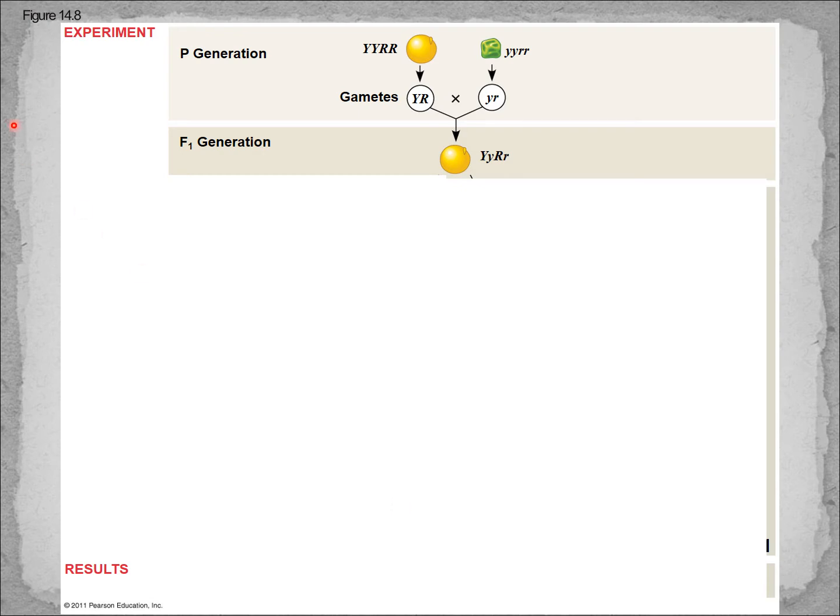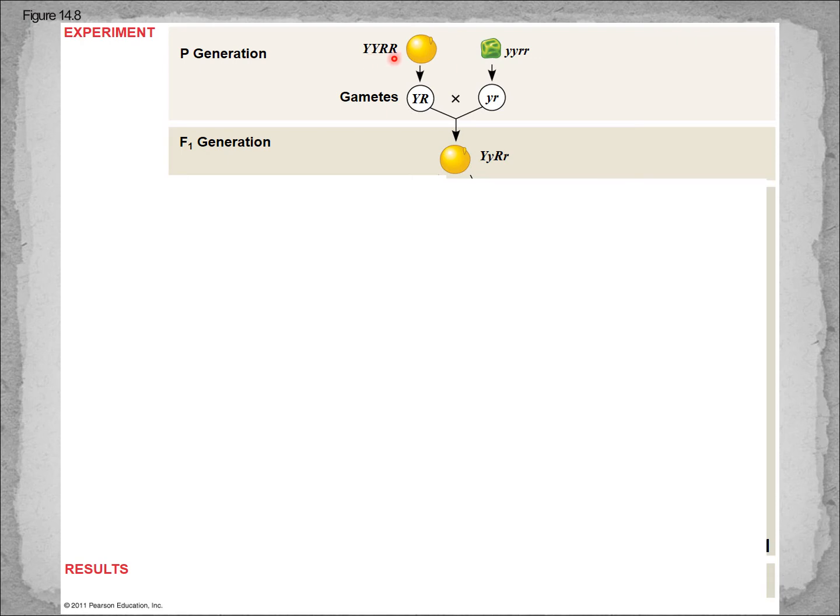We're going to take it through this cross from the P generation through the F1 generation and all the way through the F2 generation. Looking at the P generation, we can see that we are crossing a yellow pea and a green pea. The yellow pea has the round phenotype and the green pea has the wrinkled phenotype. These are opposite phenotypes for both the characters. So here, of course, the genotype is going to have four letters, right? The Y's represent the color and the R's represent the shape of the pea.